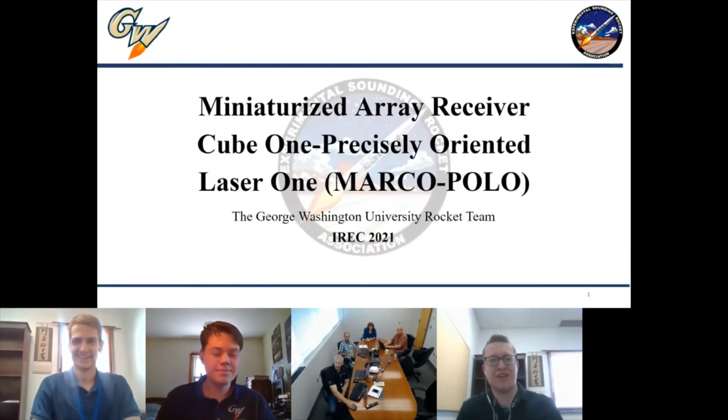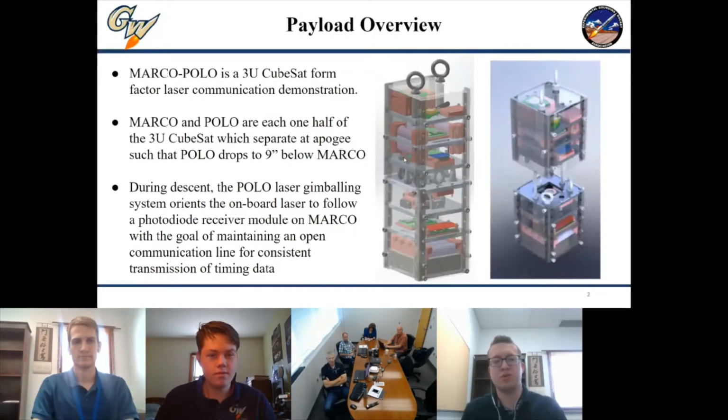And we'll be presenting today on the design, building, and testing of our team's payload, Marco Polo. We built Marco Polo in the form of a 3U CubeSat, designing it to be a low SWaP-C laser communication demonstration for small sat applications. After deployment from the rocket at apogee, the CubeSat opens up from the closed position pictured there on the left to the open position pictured there on the right.